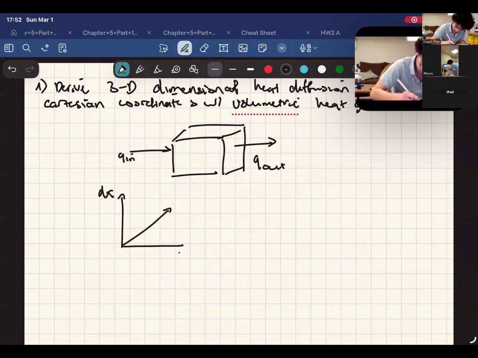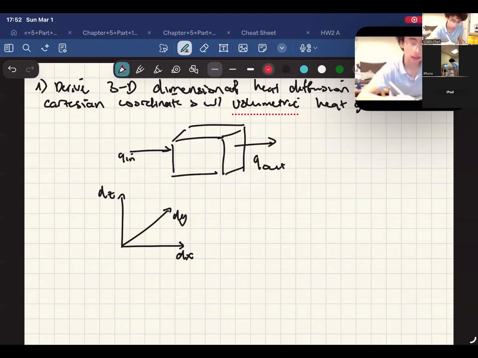So it's going to be change in the X direction, change in the Y direction, and then change in the Z direction. So it's going to be like this over here. This is going to be dy, this side is going to be dx, and the top is going to be dz.